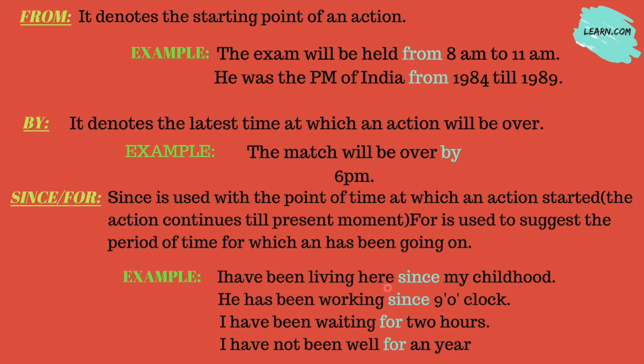I've been living here since my childhood. What the subject is trying to say is that I have been living here since my childhood. Since my childhood means when the subject was born, he or she has been living here. And right now, when the subject is saying this, at that particular moment, the action is continuing. That is, the action of living is still continuous.